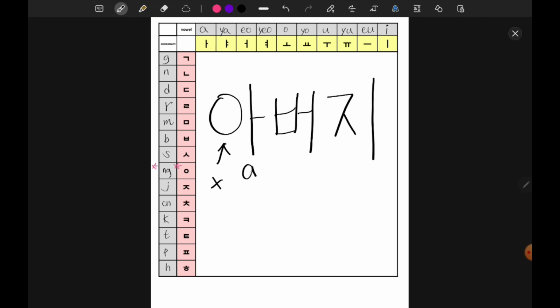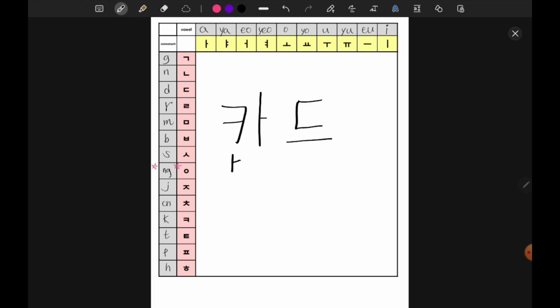A, 아, 부, 버, 즈, 이, 지, 아버지, 아버지. It means father. Yes. 크, 아, 카. And this consonant, 드. And this vowel, U, is placed underneath the consonant. 드, 드. 카드, 카드. It means card.